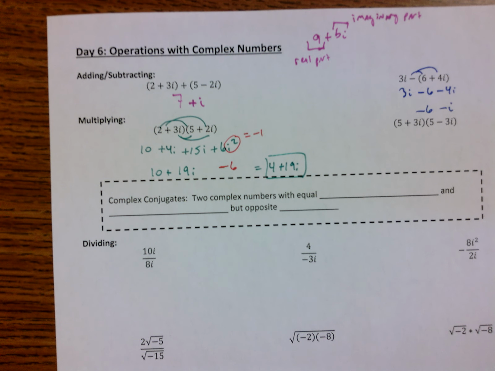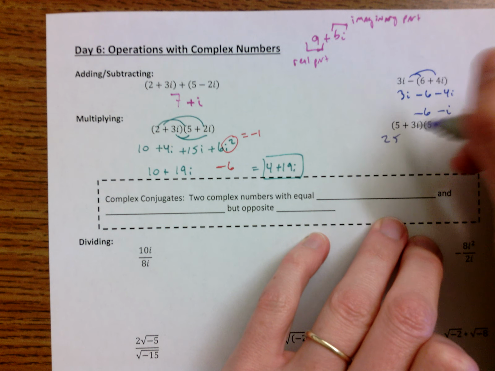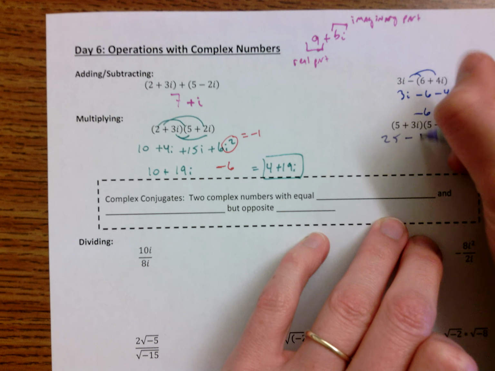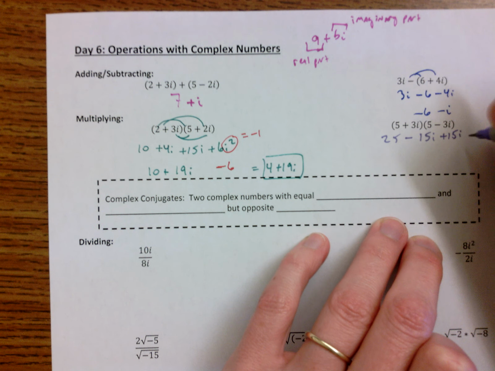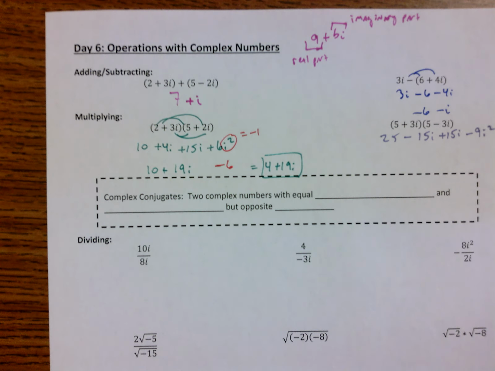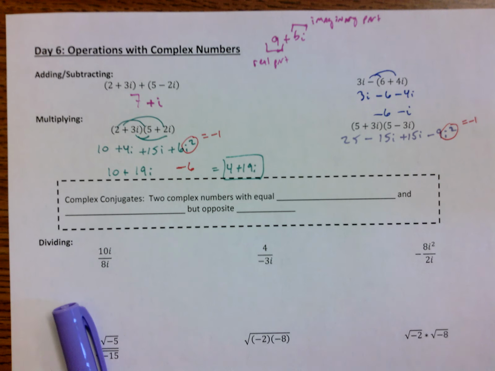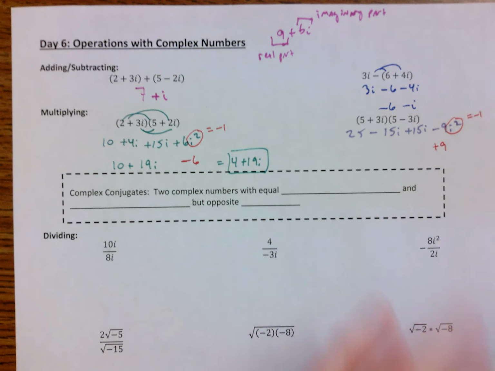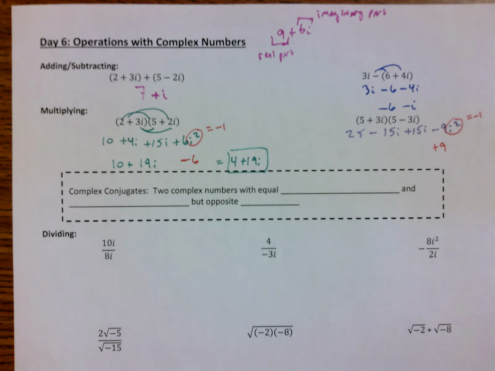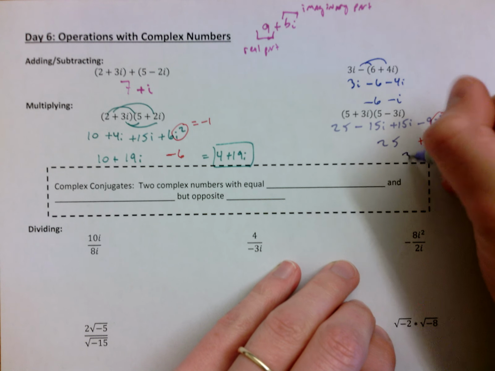All right, so let's do the same thing again with this next one. So double distributive property, 5 times 5 is 25. 5 times negative 3i is negative 15i. 3i times 5 is positive 15i. And then 3i times negative 3i is negative 9i squared. Okay, so again, you've got to remember that this is the same as negative 1. So that's negative 9 times negative 1, which is going to work out to plus 9. All right, and then for the rest of it, these guys actually cancel each other out, so that's convenient. So I'm just left with the 25, and then 29 plus 5 is 34.